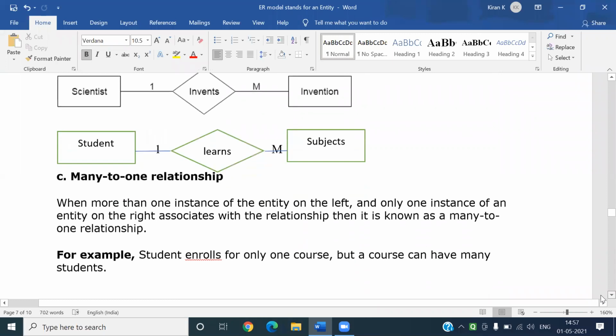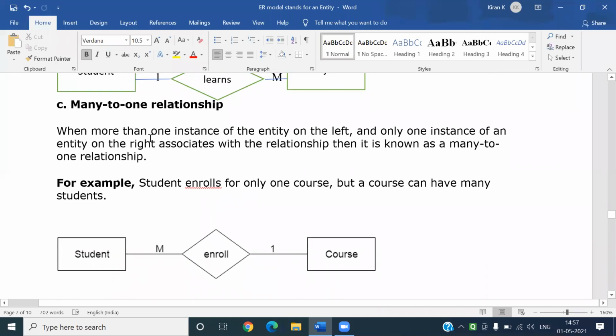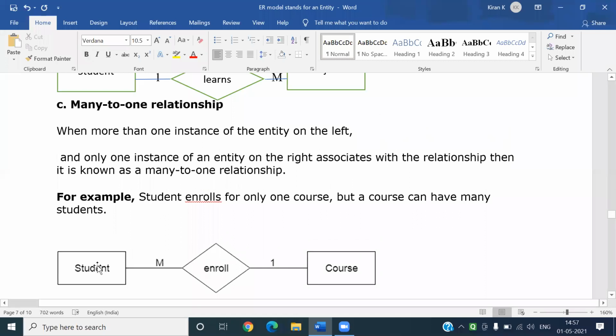Next one is many to one relationship, my dear friends. Many to one. When more than one instance of the entity on the left side and only one instance of an entity on the right hand side, then such is called as many to one relationship. Many on the left hand side, and on the right hand side, only one.